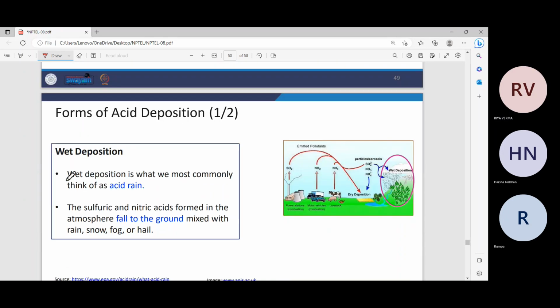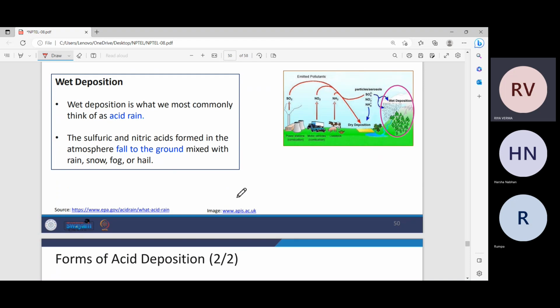Okay, so the first one, we have the forms of acid deposition. The first one is wet deposition. Wet deposition is most commonly known as acid rain. We all have read about this. The sulfuric and nitric acids formed in the atmosphere mix with water vapors and fall to the ground in the form of rain, snow, fog, or hail. So this is your wet deposition.